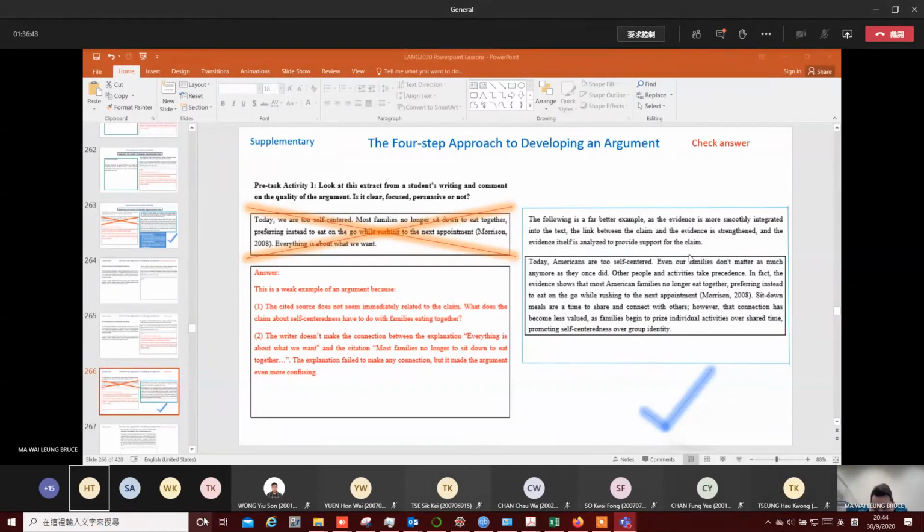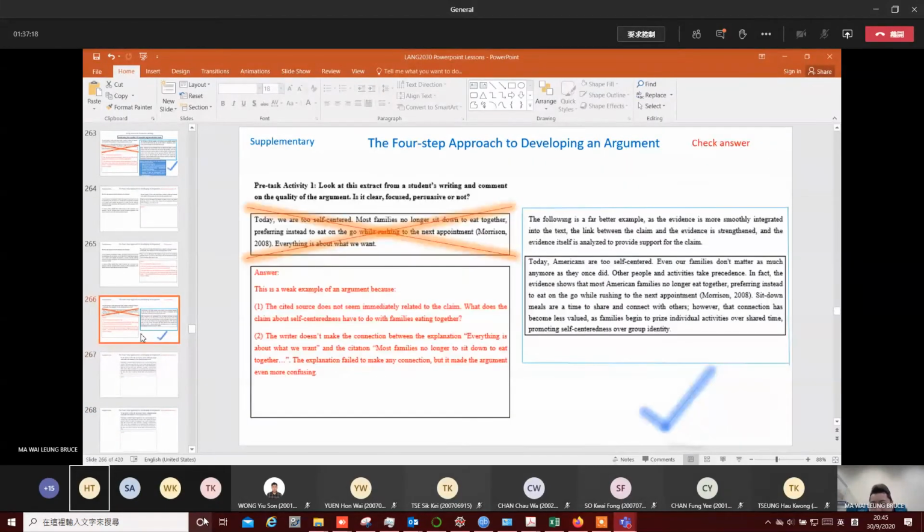Even our families don't matter as much anymore as once they did. Other people and activities take precedence. In fact, the evidence shows that most American families no longer eat together, preferring instead to eat on the go while rushing to the next appointment. Sit-down meals are a time to share and collect with others. However, that collection has become less valued as families begin to prize individual activities over shared time, promoting self-centeredness over group identity.